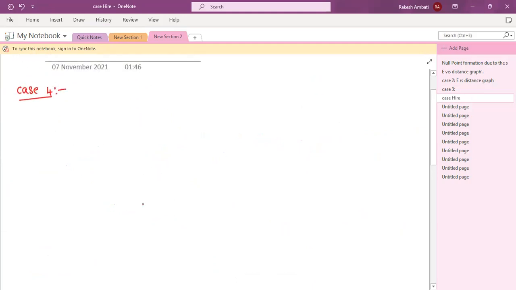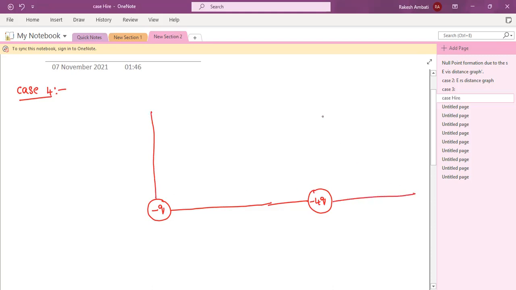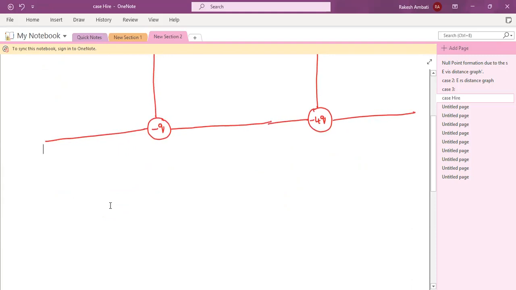So for example, here I'm taking minus Q charge. The next one is minus 4Q charge. Okay, so in this case, we have to draw the intensity versus distance graph. So one charge is minus Q and the second charge is minus 4Q.